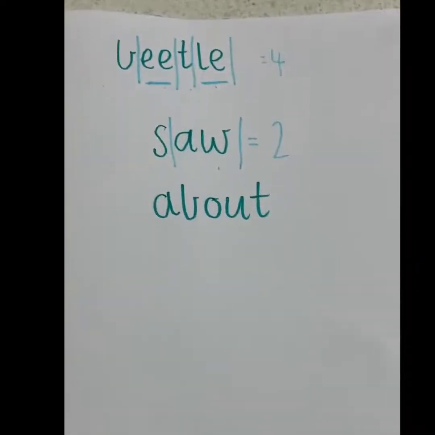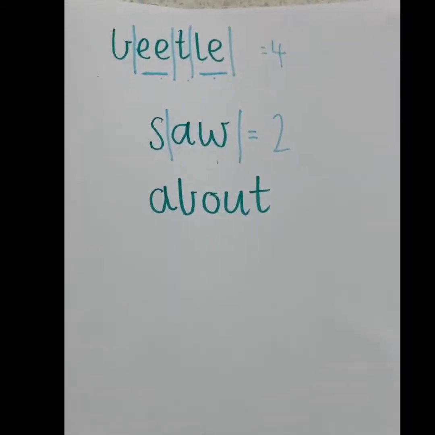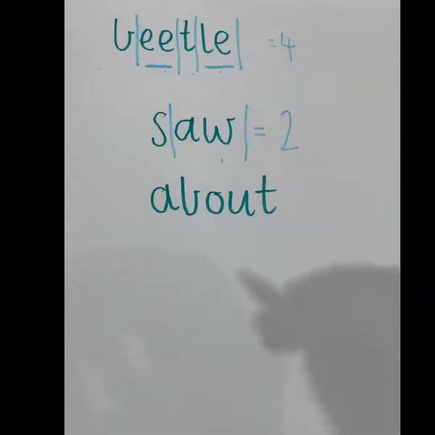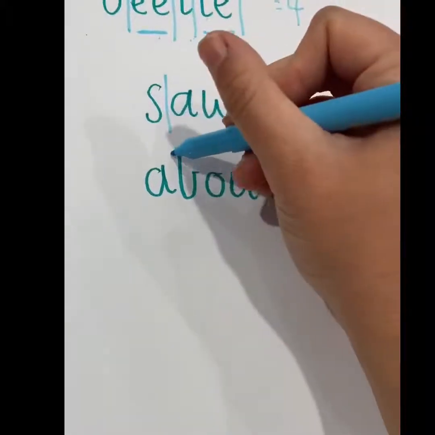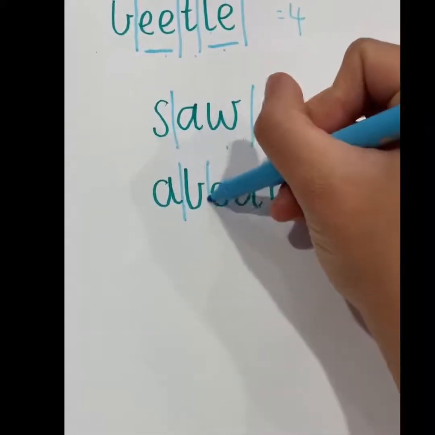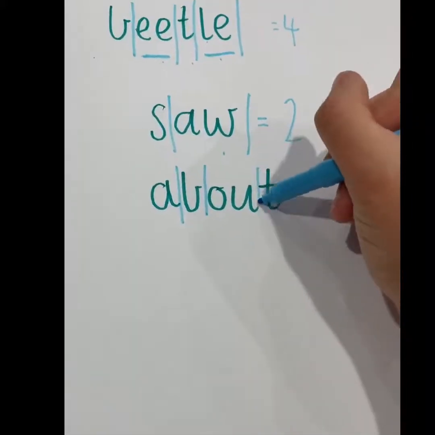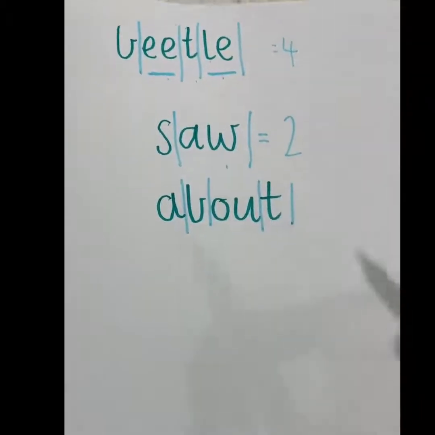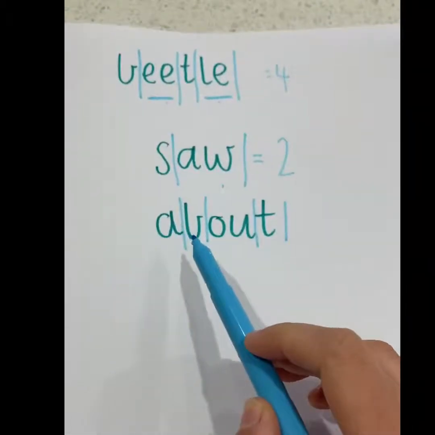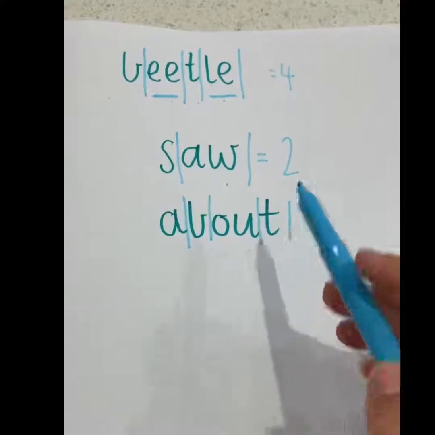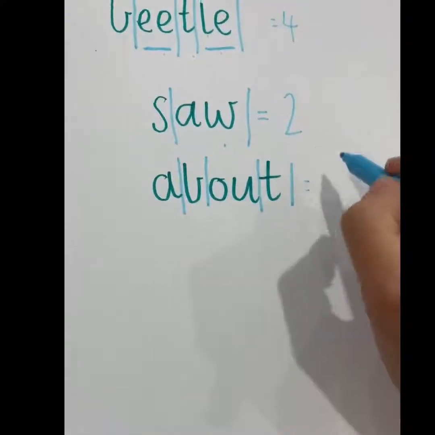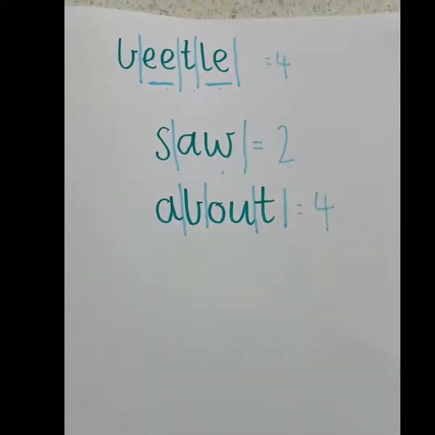Perfect. Now let's break the word about up into its separate sounds. A, b, ow, t. About has got 4 sounds.